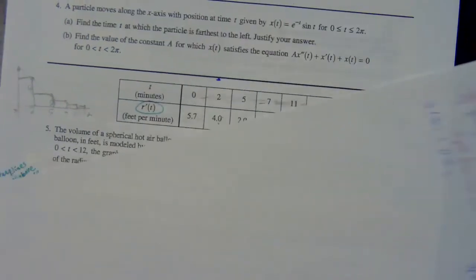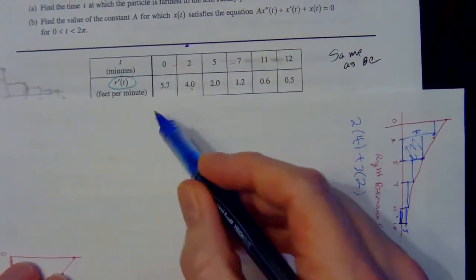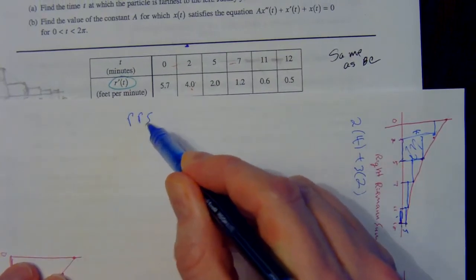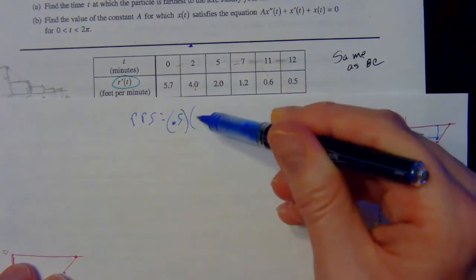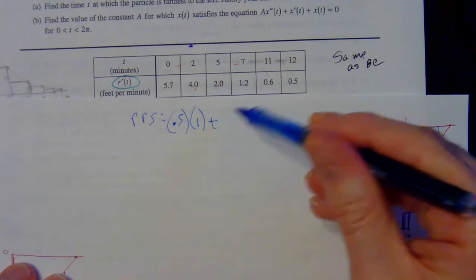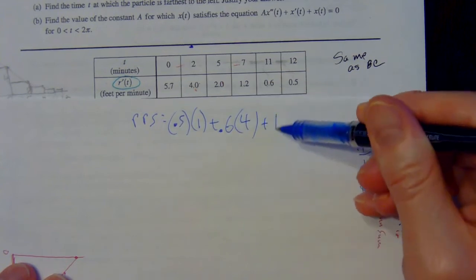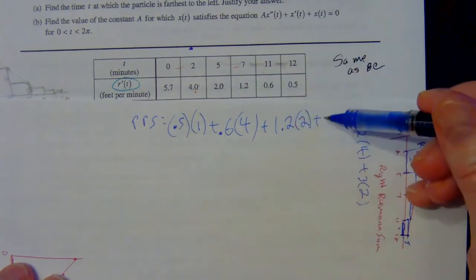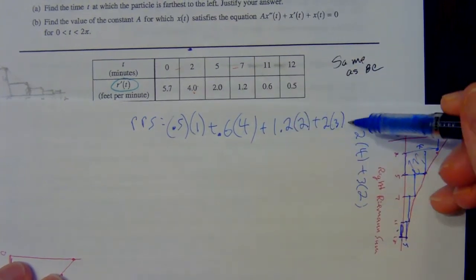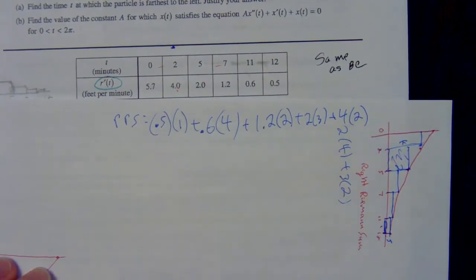So if I write this down, a right Riemann sum, here's what we got going on here. Let's just do that from scratch. If I do a right Riemann sum, I'm going to take 0.5 and times that by the 1, the difference between the 11 and the 12. And I'm going to go plus the 0.6 times the distance between the 7 and 11, which is 4. And I'll go plus the 1.2 times the distance between the 5 and the 7, which is 2. And I'll go plus the 2 times 3. And then plus the 4 times the 2. And then that's your right Riemann sum.